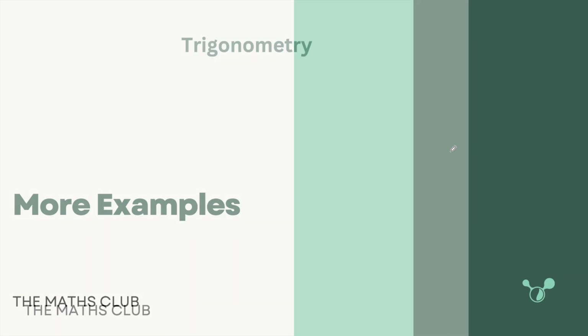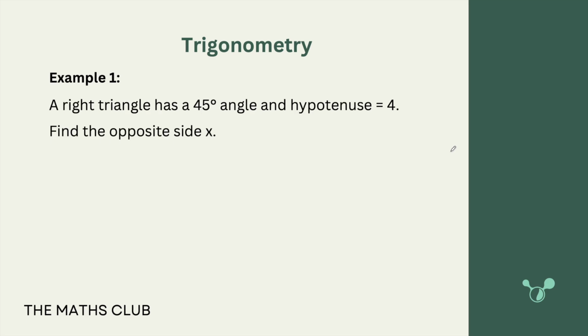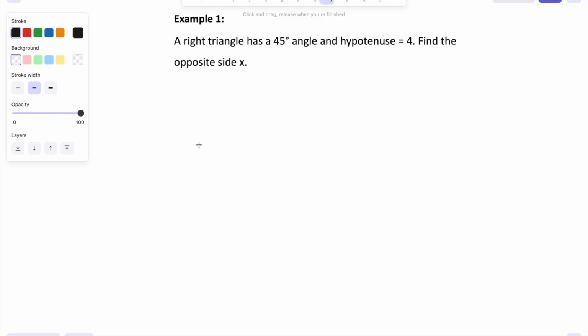Let's get started. For the first one, it says a right triangle has a 45-degree angle and a hypotenuse of 4. Find the opposite side x. If you want to try it out, you can pause the video and try it out by yourself, and you can continue watching to see what I've done. So we have our triangle here. Let me just do a triangle.